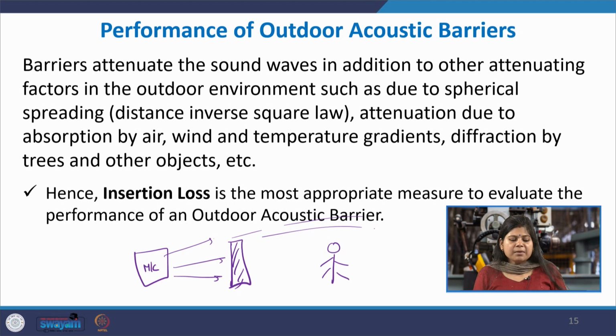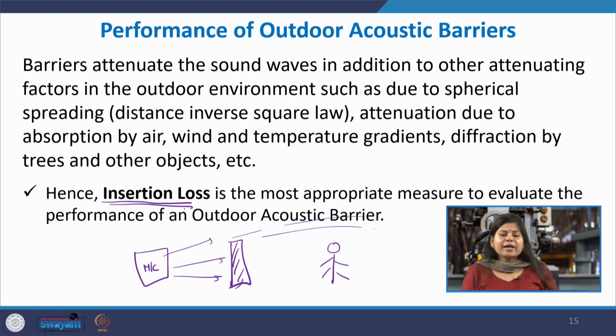Attenuation happens due to the absorption within the air itself, then the wind and the temperature gradient conditions can vary from time to time. Diffraction can happen from various things like trees and other objects that might be present. So, there are so many things outdoors, it is not a controlled environment, and there are so many things that can lead to absorption or attenuation of sound. So, how do you evaluate just the performance of the barrier when there are so many other things that are distorting the sound wave? The best measure that could be used is the insertion loss.